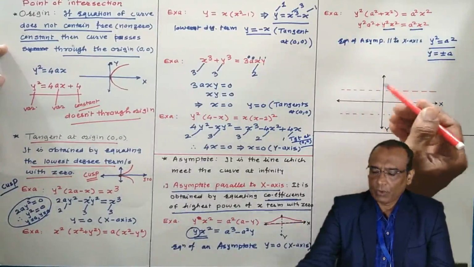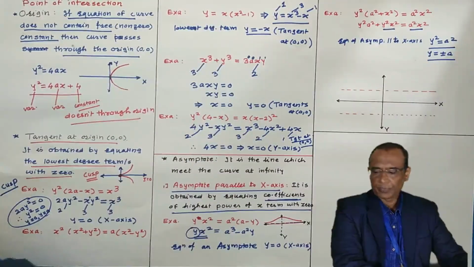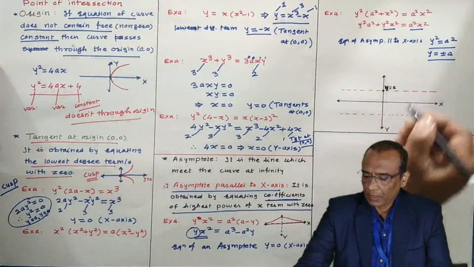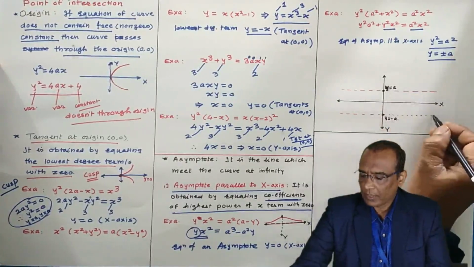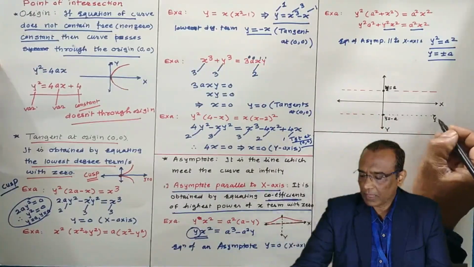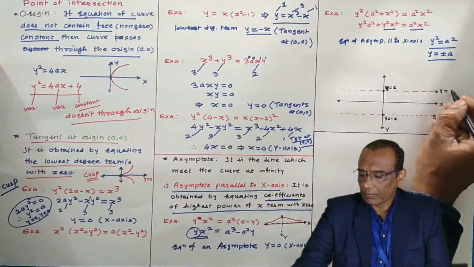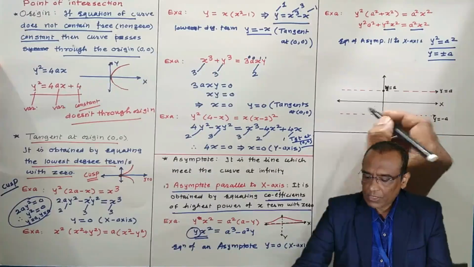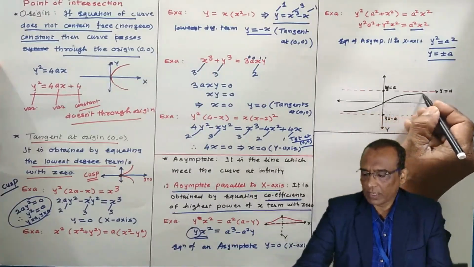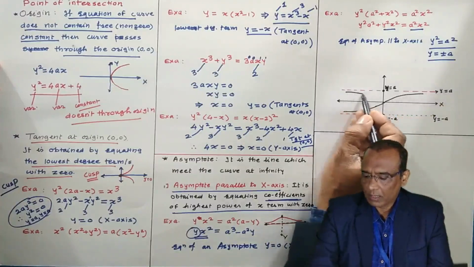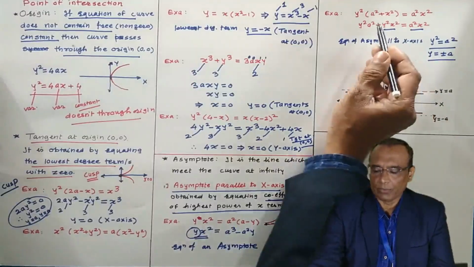And this curve I am going to draw, because later on we have to trace this type of curve. In order to explain the asymptote parallel to the x-axis, I am going to draw the curve directly. This is y equal to a, this is y equal to minus a. The curve is like this, and these two dotted lines are asymptotes to the given curve.